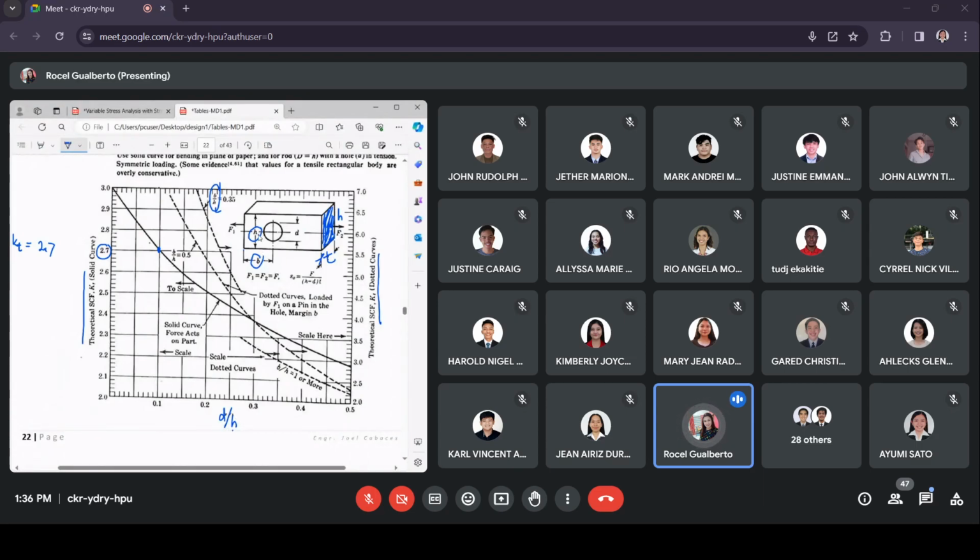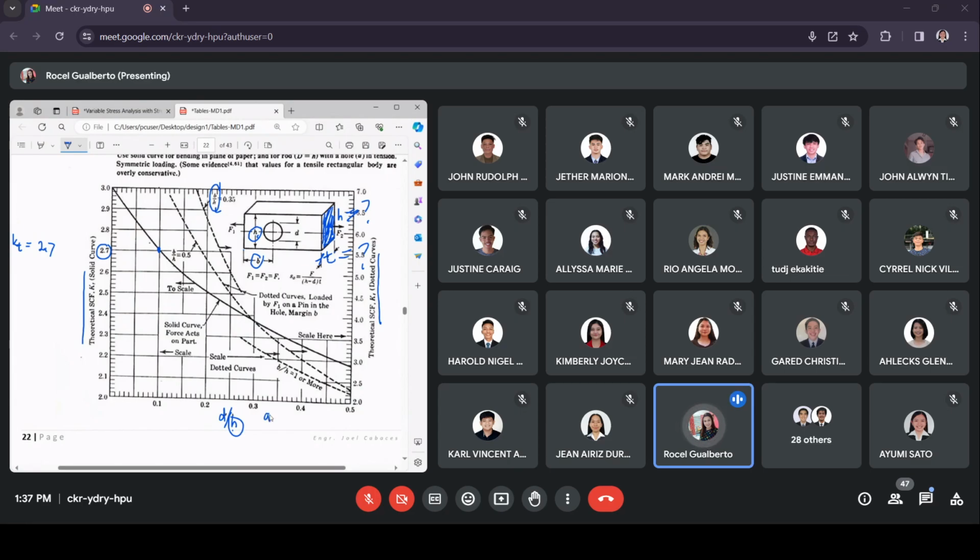H would be the height of the member, which is of course the unknown. Okay? Height is unknown, or say the thickness would be unknown. So you cannot obtain a value of the ratio since H is unknown. So how would you choose your line here on the x-axis if this H value is unknown? Okay, so how can you obtain the value of KT? So wala po. Okay, so ano pong gagawin?